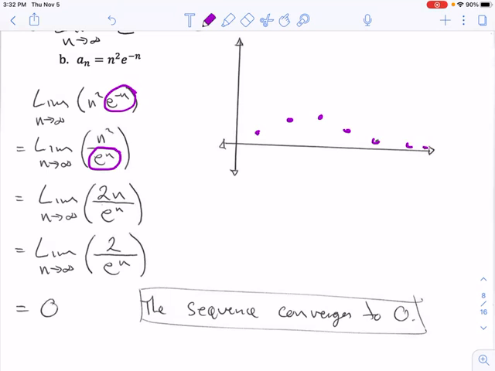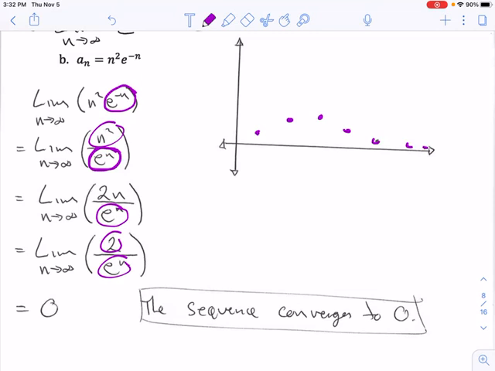And so now we apply L'Hopital's rule. This is a pretty simple one for L'Hopital's rule. The derivative of n squared is 2n. The derivative of e to the n is e to the n. And let's do L'Hopital's rule again. The derivative of 2n is 2. The derivative of e to the n is e to the n.